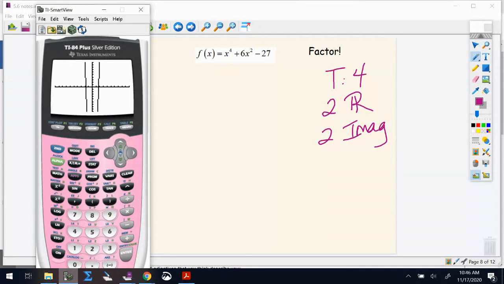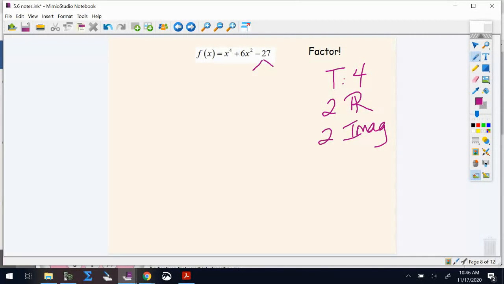So with that, I don't have a good number to do synthetic. If I actually tried 2 and -2, I would not get a 0 remainder. So I'm going to factor this and show you what happens. I need to pick 2 numbers that multiply to get -27 and add to get 6. That's going to be 9 and -3.